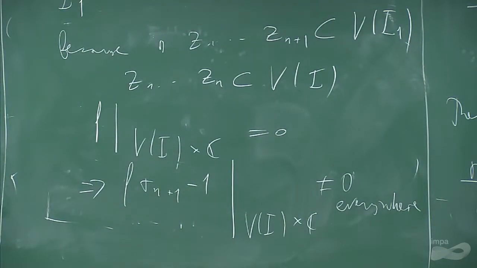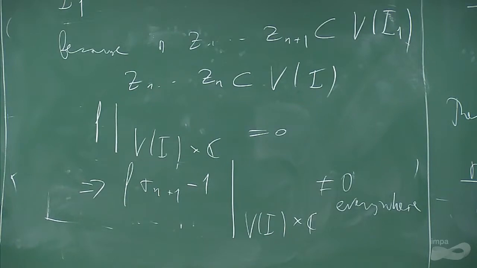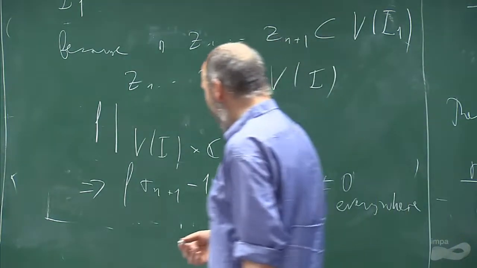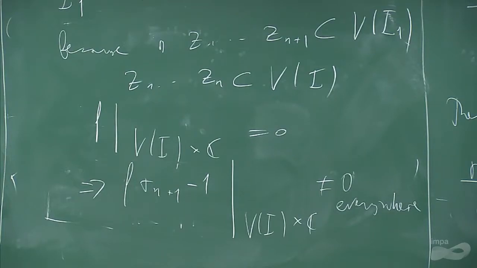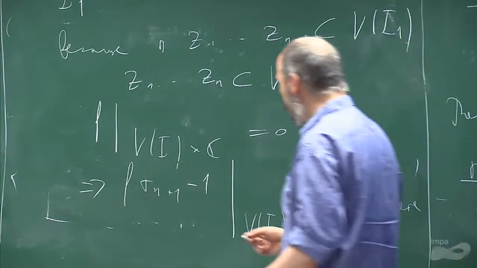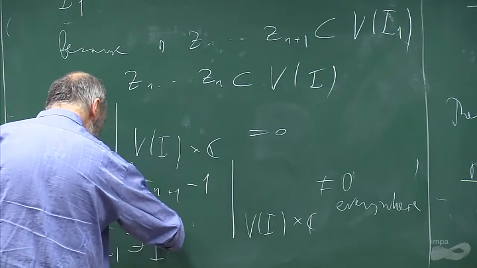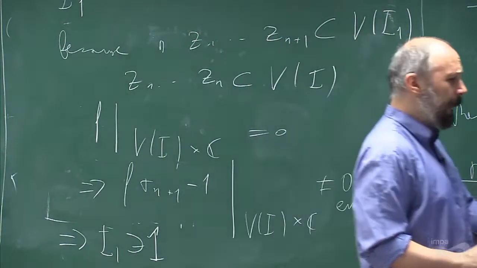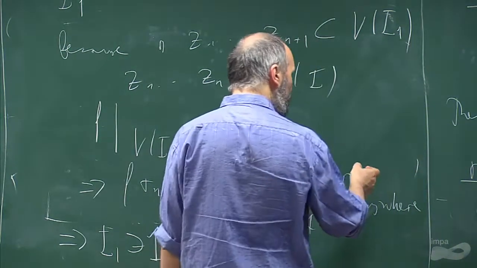Okay, but then you have the Nullstellensatz, which says that, okay, you have an ideal which has no common zeros. It's not an ideal, in fact, it contains the unit. So this means that I1 contains the unit. Okay, now let's return to the localization. Let's consider the quotient. So this was step 1, this is step 2.